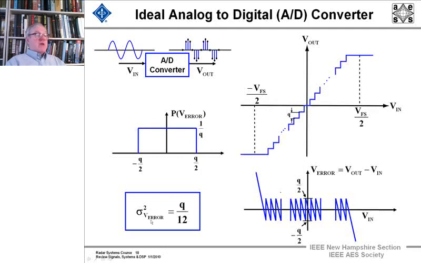And the standard deviation of that error is just Q over root 12. And where the error is the output minus the input, here we just plot that. Here we plot the error. And you can see it goes back and forth between minus Q over 2 and plus Q over 2.